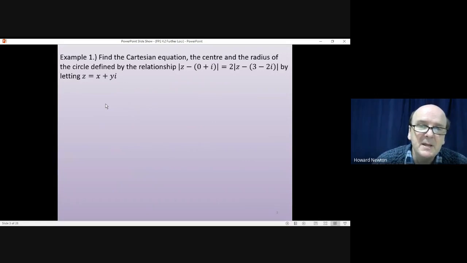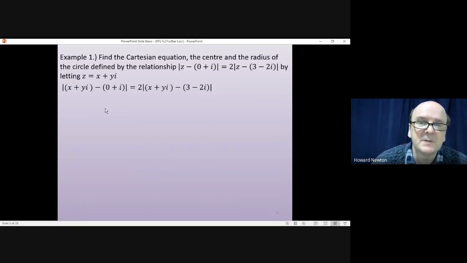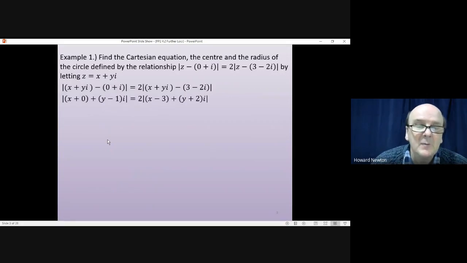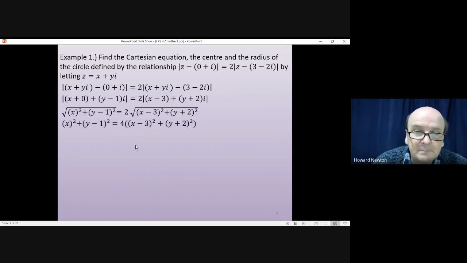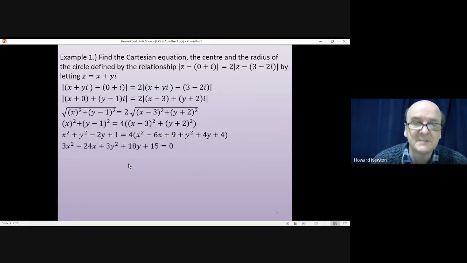So as I said, you begin just by substituting z equals x plus yi into the question, which gives you this. We then collect together the real and the imaginary parts in each modulus, which gives us that. And we then use the basic definition of a modulus to get the square root of x squared plus y minus 1 squared is equal to 2 times the square root of x minus 3 squared plus y plus 2 squared. To get rid of the square roots, we square both sides. Then we square the brackets. Multiplying out the brackets and collecting together the terms will give us that.